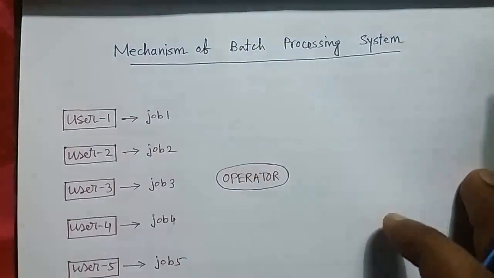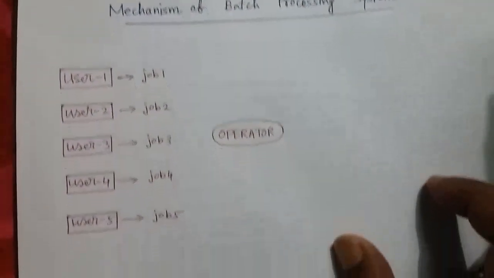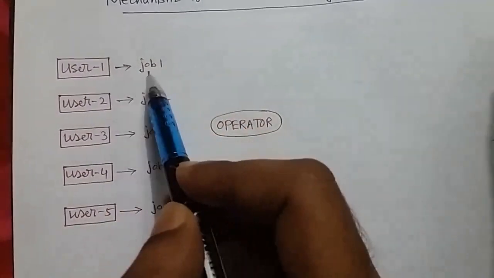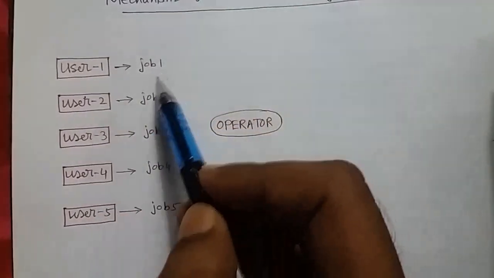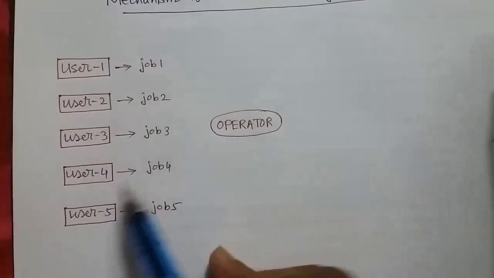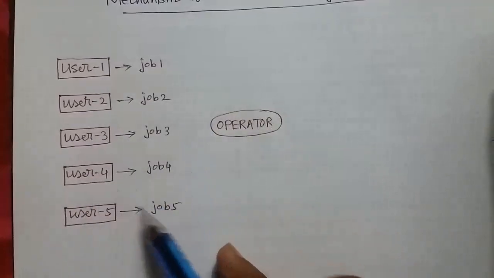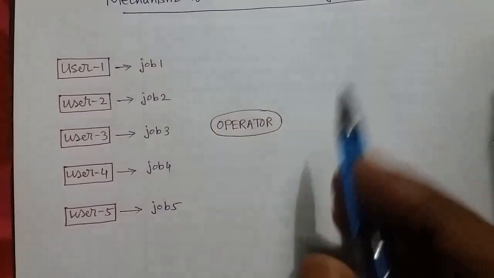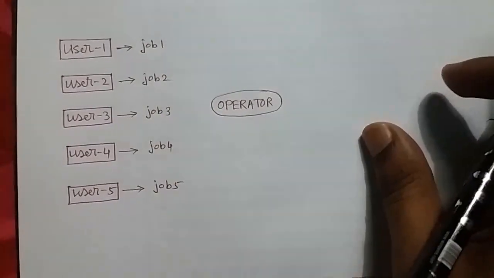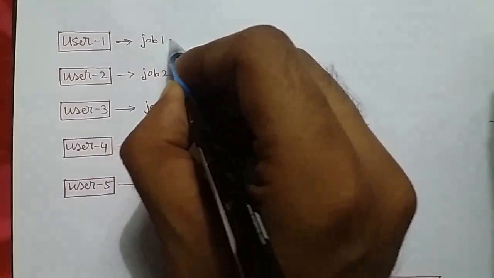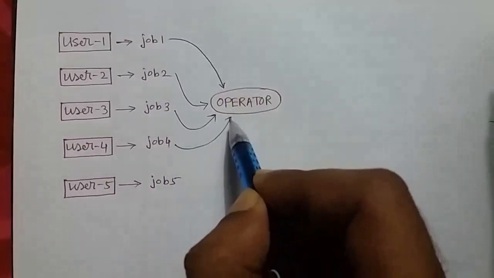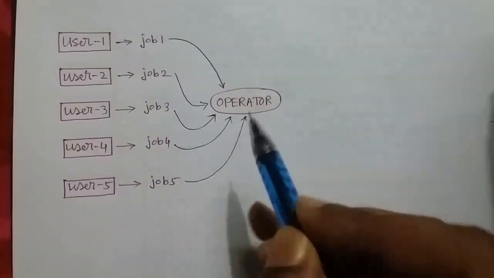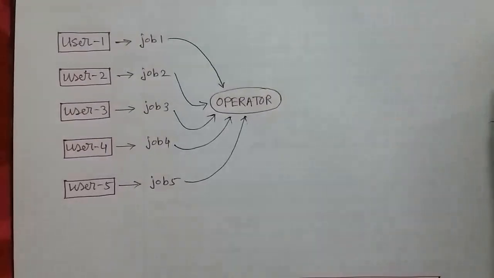Like in this diagram, mechanism of batch processing system. So you can see from user 1, job 1, a bunch of punch cards or a deck of punch cards is here. Then job 2, then job 3 from user 3, then job 4 from user 4, and then job 5 from user 5. Okay, so these jobs are submitted to the operator for execution. So job 1 is submitted to the operator, job 2, job 3, job 4, and job 5 also submitted to the operator for execution.